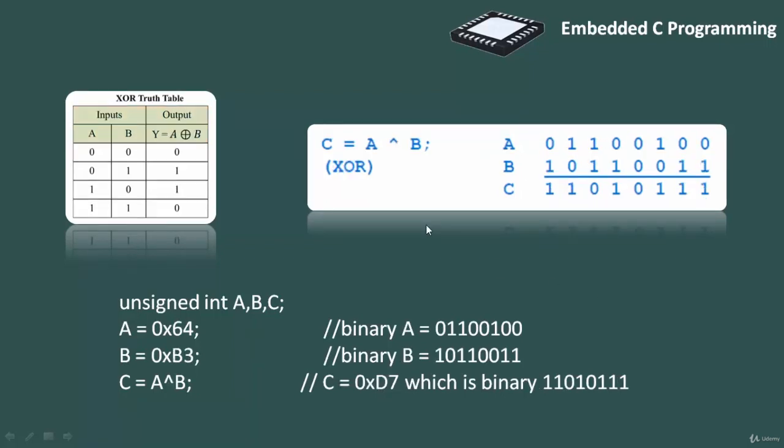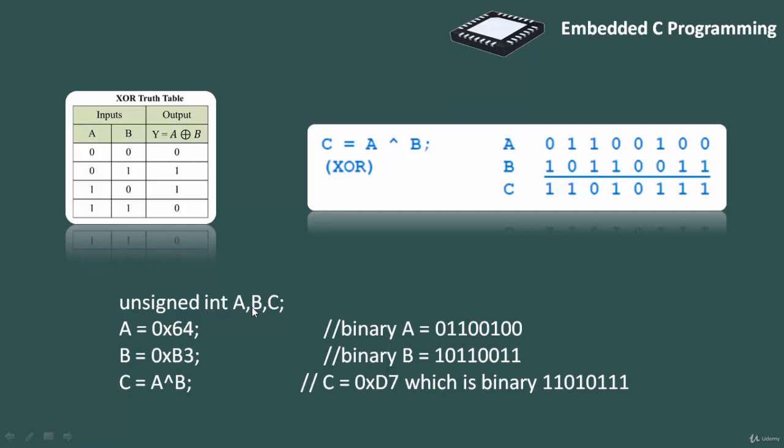Now let's look at XOR operator. XOR is also called exclusive OR operator. In embedded C, exclusive OR XOR operator is denoted by this sign. Truth table for XOR is this one. If we XOR 0 with 0, output is 0. 0 XOR 1 is 1. 1 XOR 0 is 1. And 1 XOR 1 is 0. In a simpler way, you can remember this truth table like this. If both inputs are same, the output is 0, and if both inputs are different, output is 1.